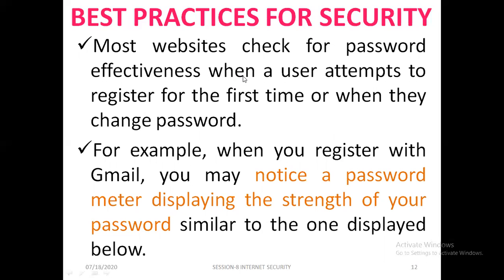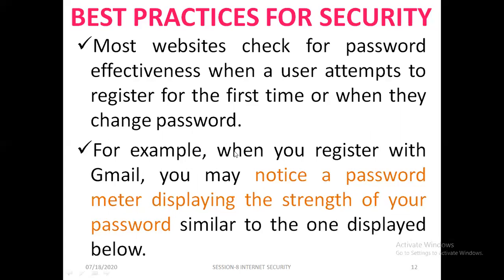How can we check the effectiveness of the password, whether it is a strong one or a weak one? A password meter is displayed that indicates the strength of our password. Password effectiveness is checked when a user attempts to register for the first time or when they change the password. Some websites check whether it is a strong one or a weak one when the user registers for the first time.